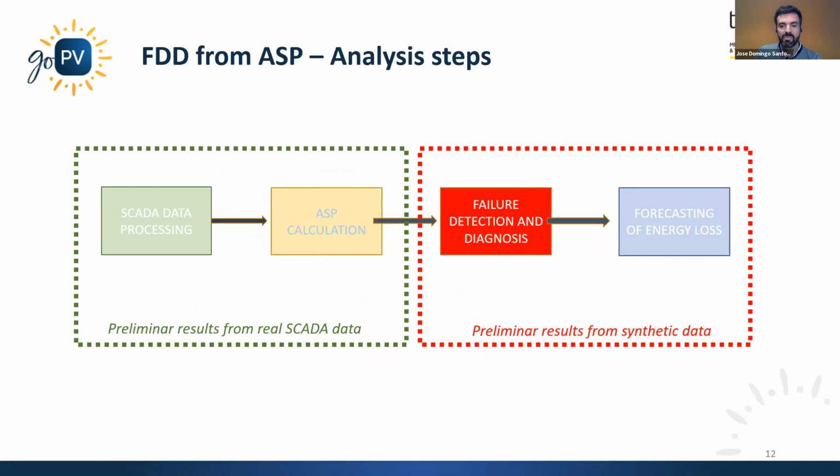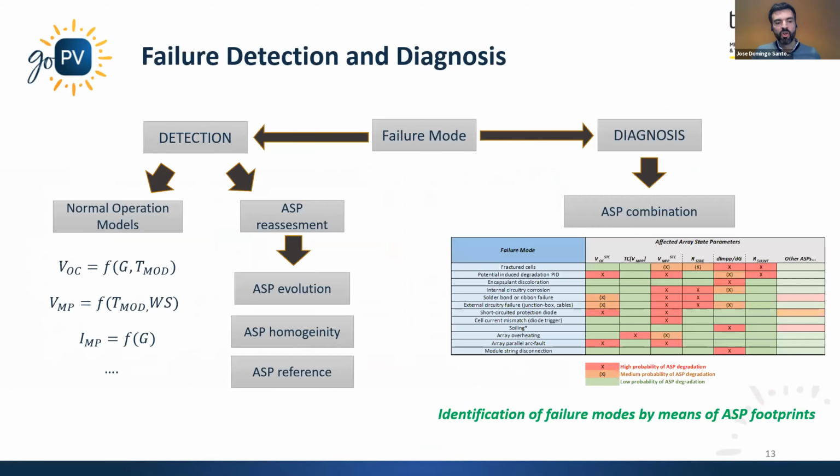The next step is devoted to the failure detection and diagnosis from the array state parameters. On one hand, we have defined a set of equations for the normal operation of the PV plant, and we can use this set of equations to detect possible deviation due to the existence of failure modes.